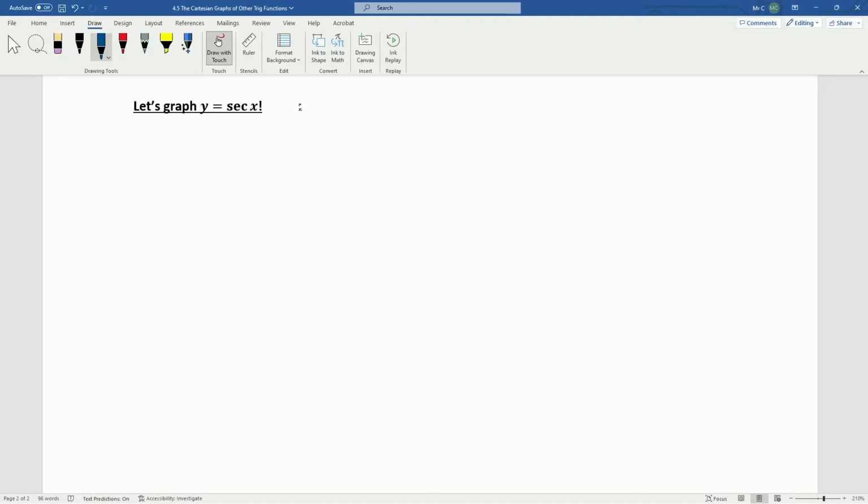So first, when we look at secant of x, we should remember that this is really 1 over cosine of x. So we're going to go through the same thought process here. When is secant of x undefined? And that's when cosine of x equals 0. So where is that? Well, cosine of x is 0 at x equals negative pi over 2, at pi over 2, so forth and so on, right? Every pi after that.